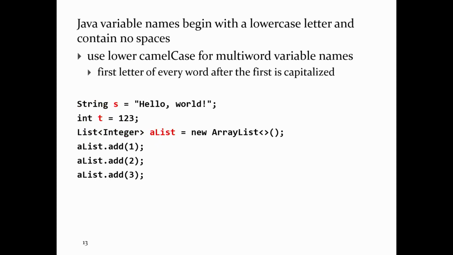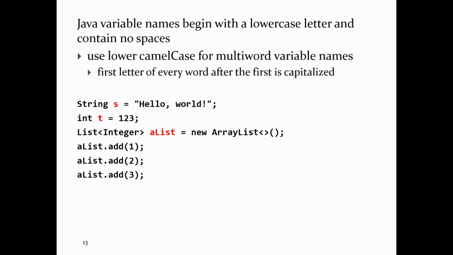All right, so when you're naming your Java variables, there's also a naming convention. The convention in Java is that a variable name always begins with a lowercase letter. So lowercase s, lowercase t, lowercase a, and then big L list. So the first letter of a Java variable name should always be a letter. You're not allowed to use spaces in a variable name. You can use underscores, but they are discouraged in Java. They're legal, but not common.